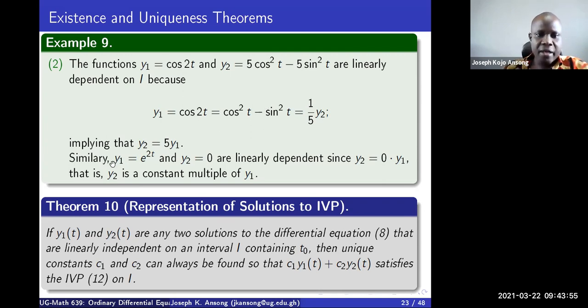In the same way, the functions e to the 2t and 0 are also linearly dependent because I can write y2 to be 0 times y1. So I have a constant multiplied by the other one. The constant here is 0. Therefore y2 is a constant multiple of y1, and so this and that are also linearly dependent. So these are just examples to illustrate linear dependence and linear independence. Good. Now we'll get to this theorem.